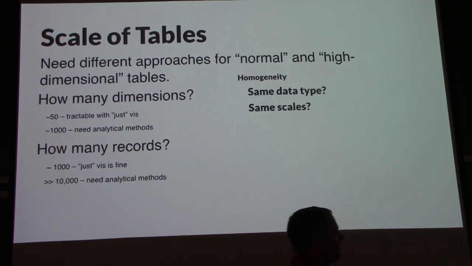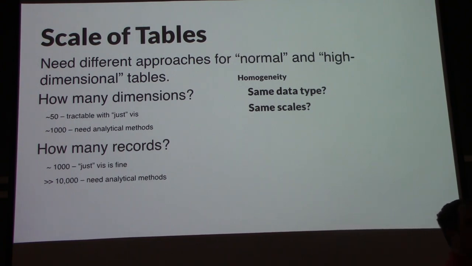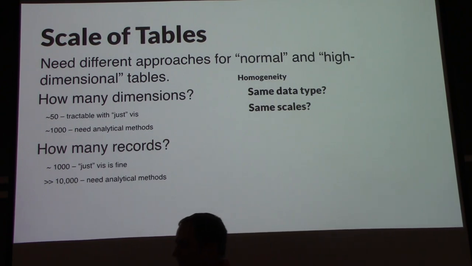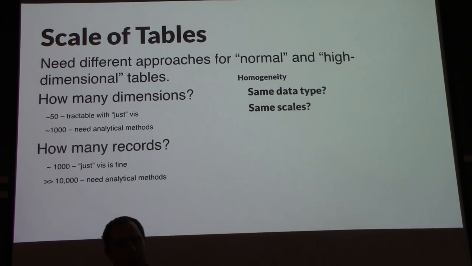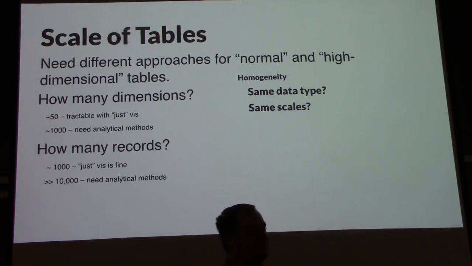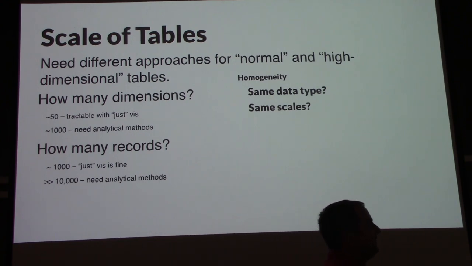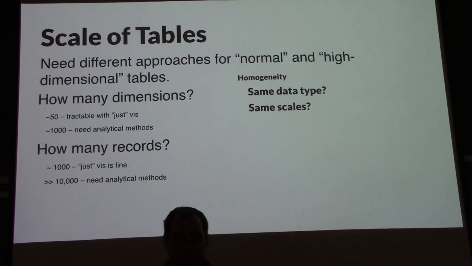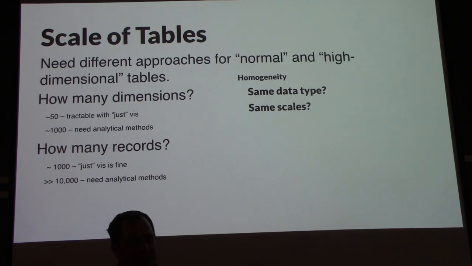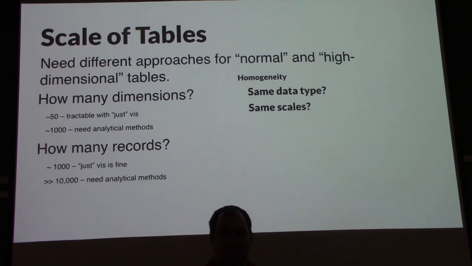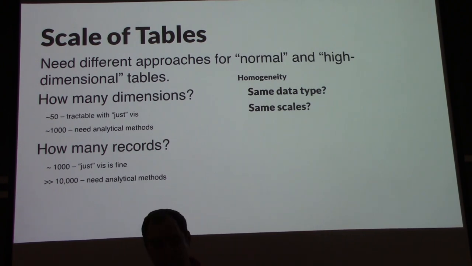However, the examples that we had here were super simple. We had very, very small tables. And one of the big choices that you have to make, the approaches are quite different depending on the scale of the data. So you need different approaches for normal data, as we had it here, or for high-dimensional data. I like to think about this in terms of how many dimensions you can sensibly visualize. About 50 dimensions are tractable with just visualization. If you have 1,000 dimensions, you need some kind of analytical methods to make sense of it.